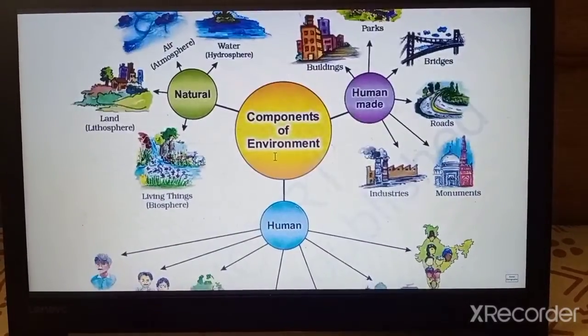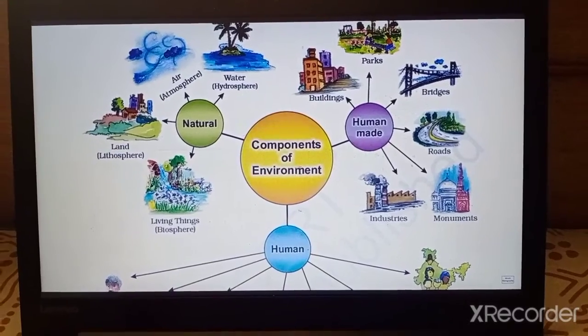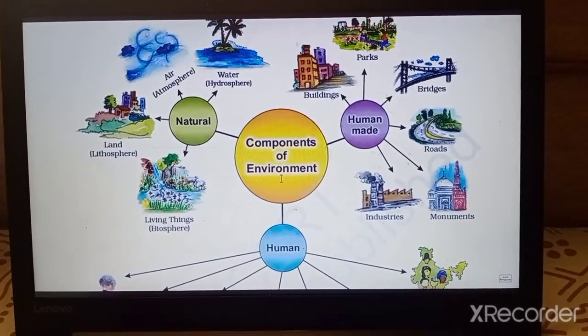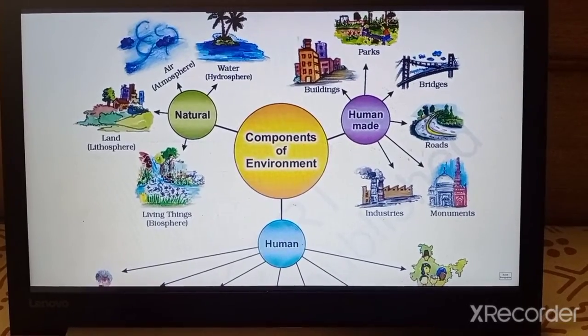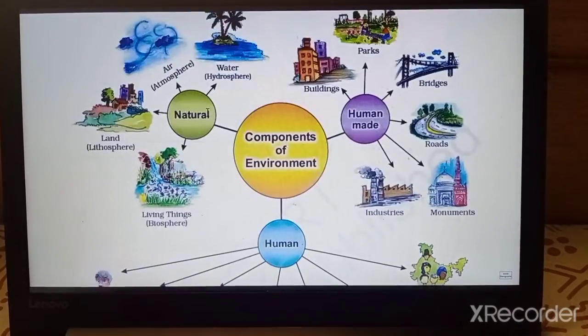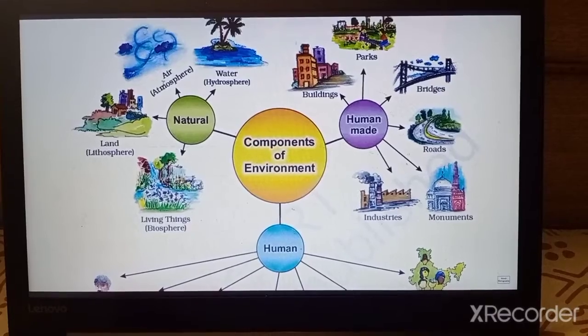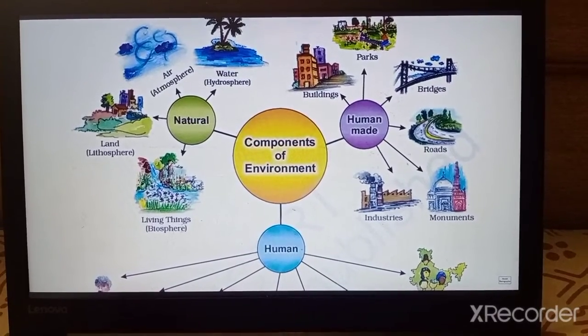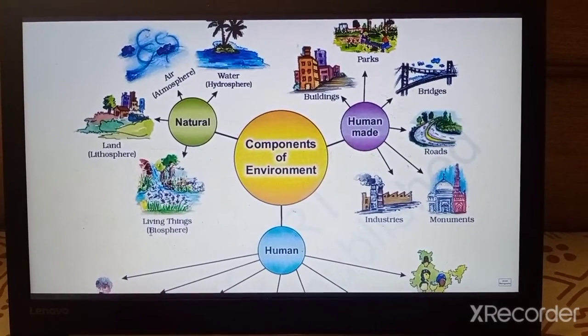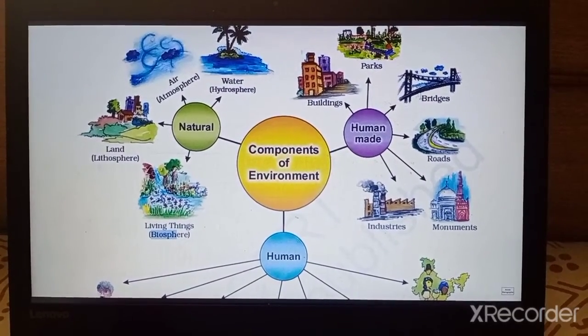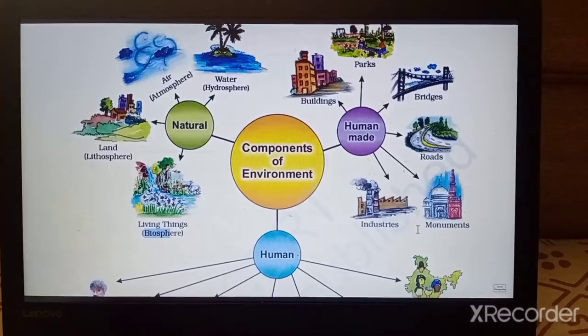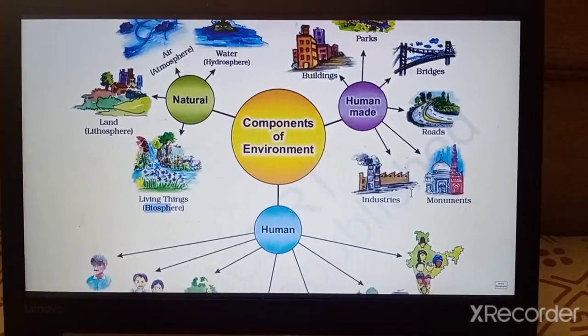It's very nicely drafted in a map sort of thing where you can easily understand the various components of environment. We have nature, we have human-made things, and then we have humans. In the natural category, we have the air, water, land, and all the living things. That is the biosphere. Coming to human-made stuff, they are nothing but buildings, parks, bridges, roads, industries, infrastructure basically, which are created by humans.